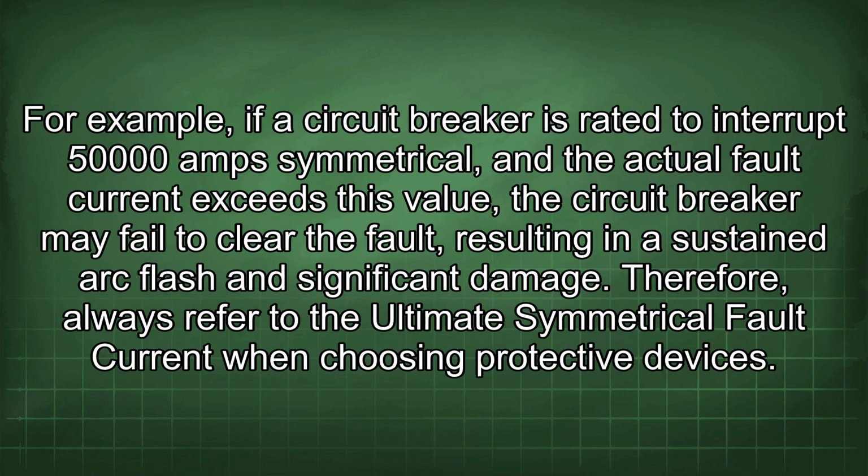For example, if a circuit breaker is rated to interrupt 50,000 amp symmetrical and the actual fault current exceeds this value, the circuit breaker may fail to clear the fault, resulting in a sustained arc flash and significant damage. Therefore, always refer to the ultimate symmetrical fault current when choosing protective devices.